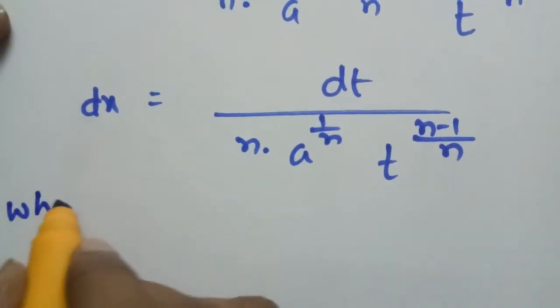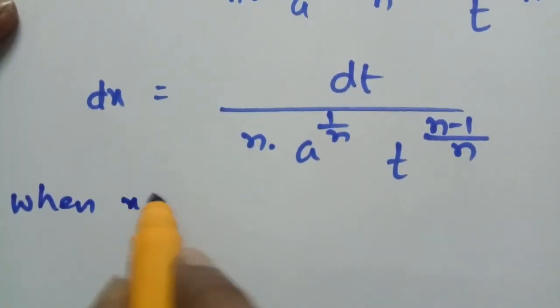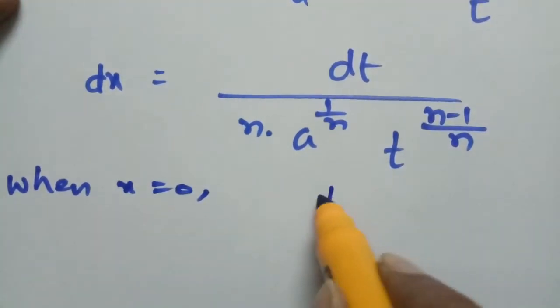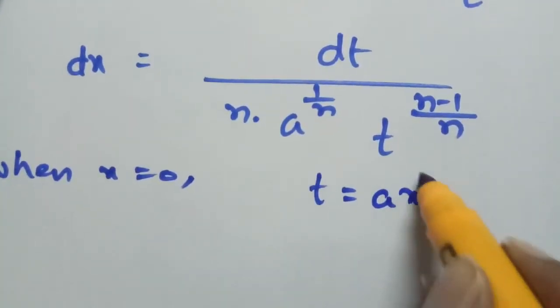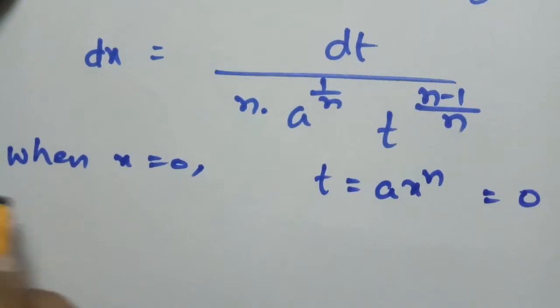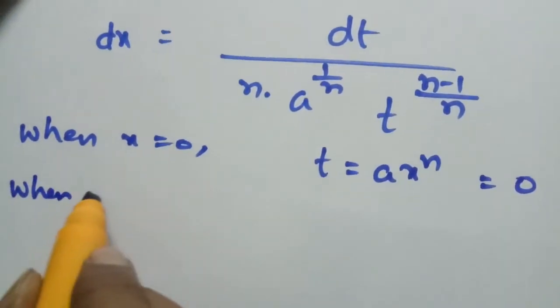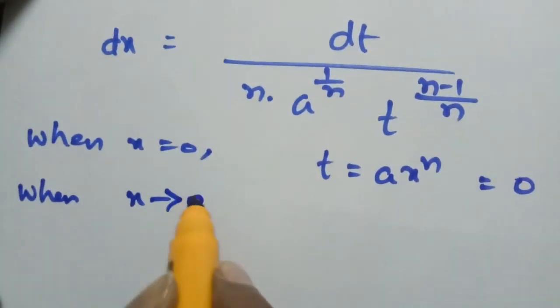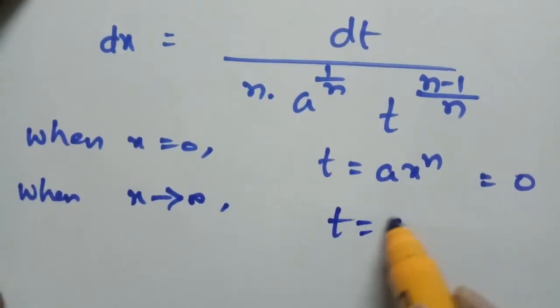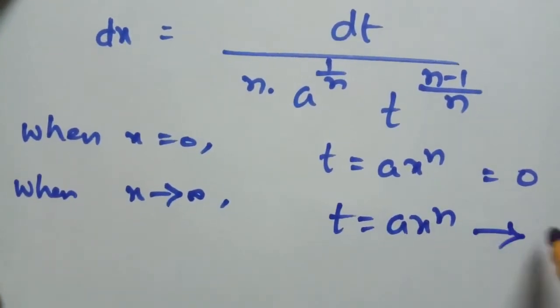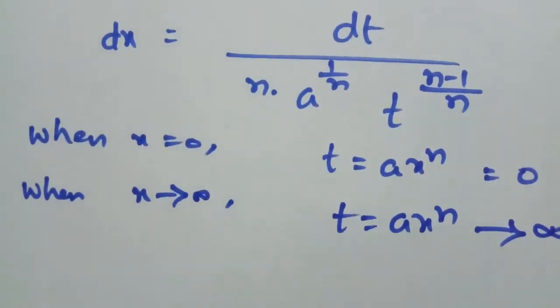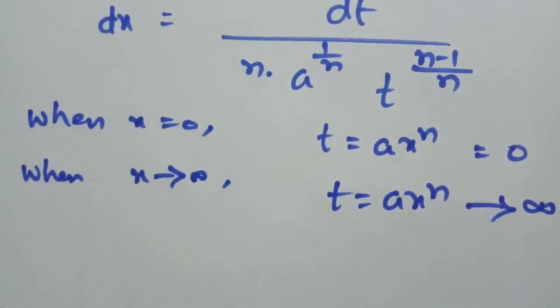When x is equal to 0, t is equal to a into x power n, that is a into 0. When x tends to infinity, t equal to a into x power n, that also tends to infinity. Therefore, limits do not alter.